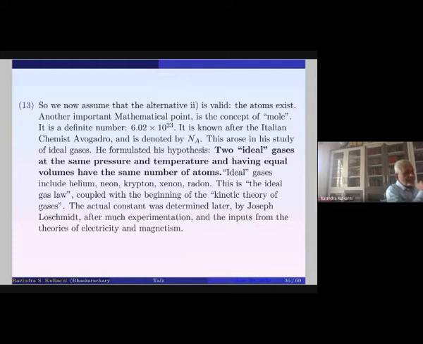Again, this is something to be thought about: Avogadro predicted that it's a definite number, but he did not say what the number was. This is like the constructive part of mathematics. The actual constant was determined later by Joseph Loschmidt after much experimentation, I think 30, 40 years after Avogadro's number was accepted. And the input from the theory of electricity and magnetism was very important in ascertaining the exact Avogadro's number.